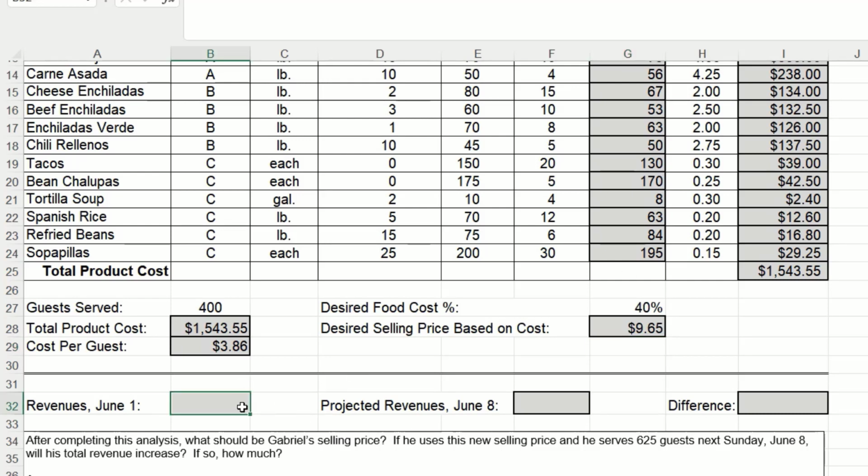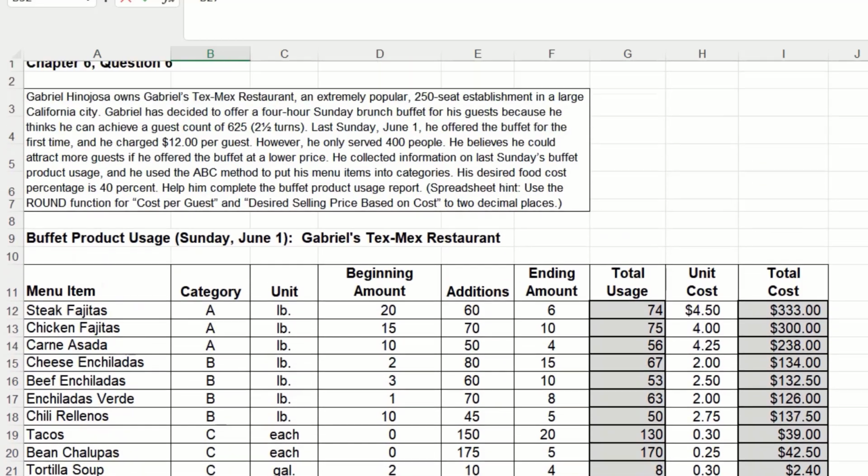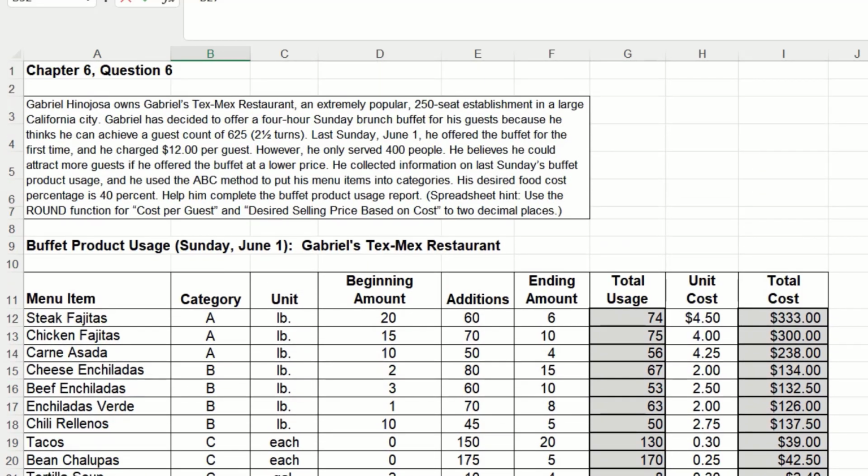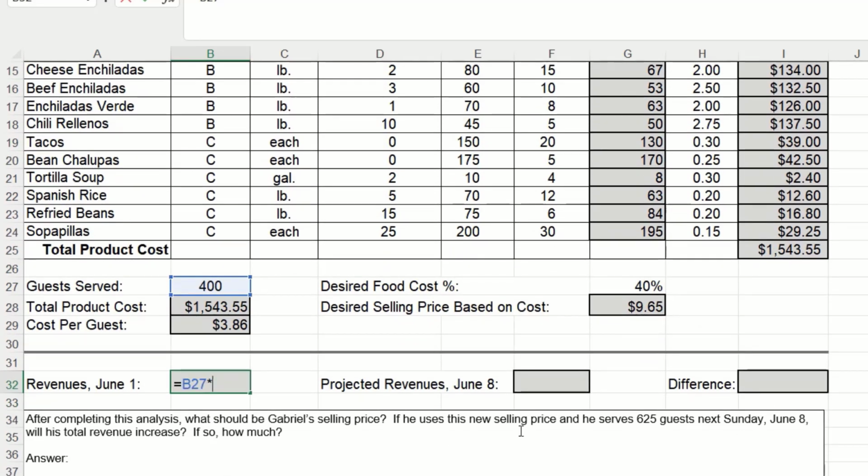So let's look at our revenues on June 1st, okay? So we had 400 guests on June 1st. We're going to multiply that times how much? He charged $12 per guest, okay? So $12 per guest. So on June 1st, he had a revenue of $4,800.